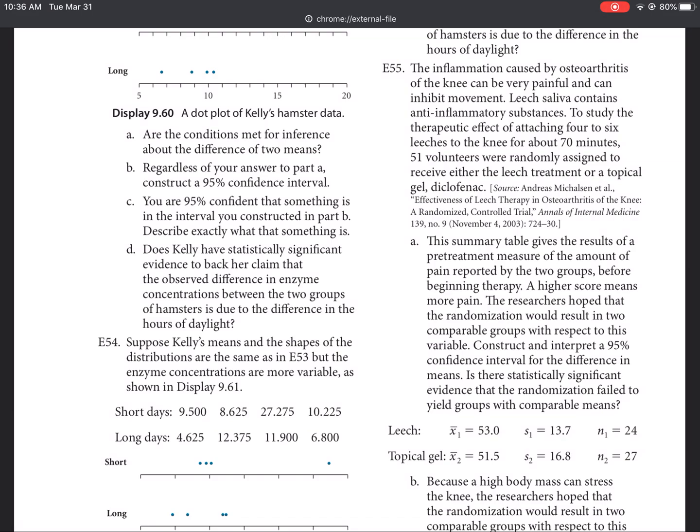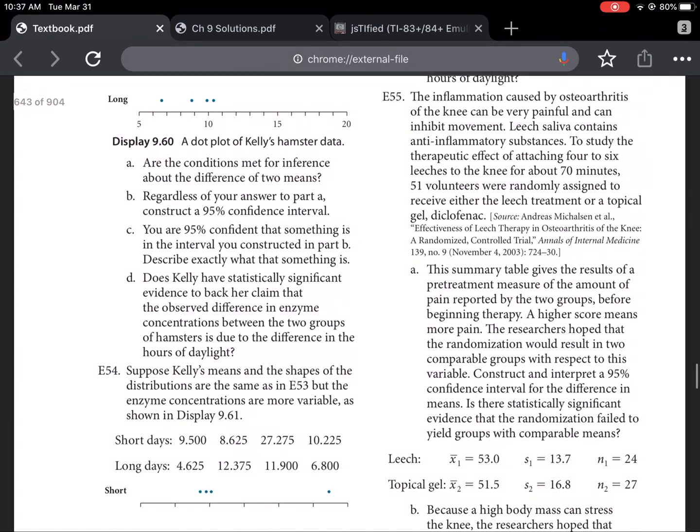All right, and it would like us to construct and interpret a 95% confidence interval for the difference in these means. So you'll notice the sample sizes are not equal, and that's okay. You do not have to have equal sample sizes in order to compare these. So we're going to check the leech data, and we're going to check the topical gel data, and their question to us is, are these results basically not statistically significant? They want them to be not statistically significant because they're hoping that the two groups basically have the same amount of pain going into this experiment. They want them to be very equal groups. So let's check that data.